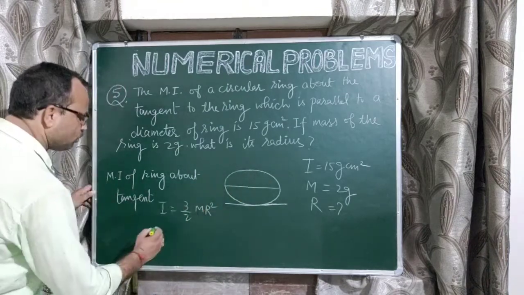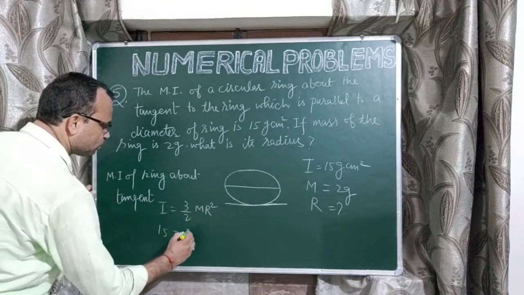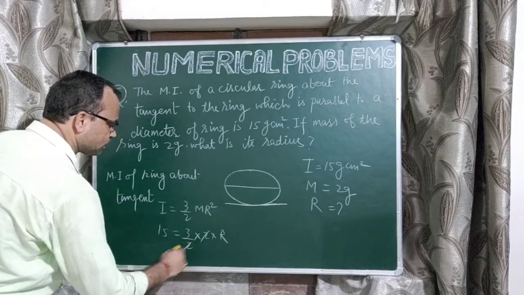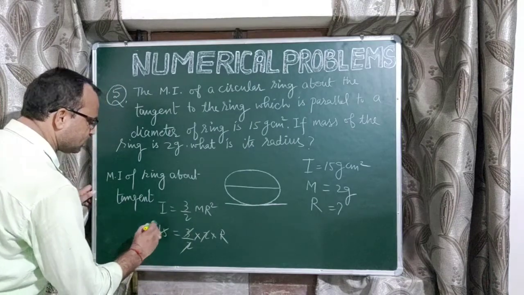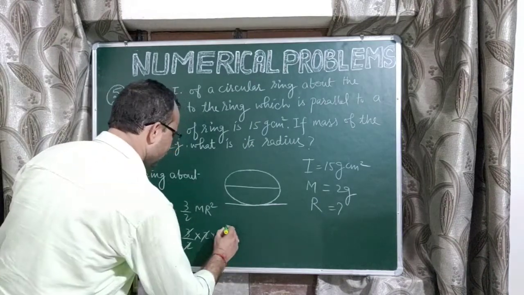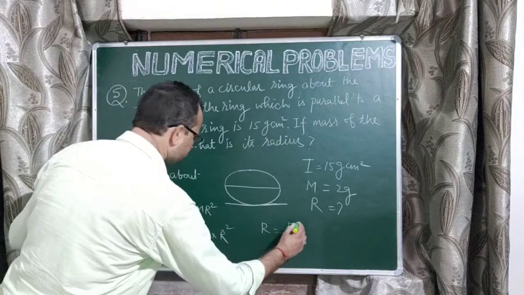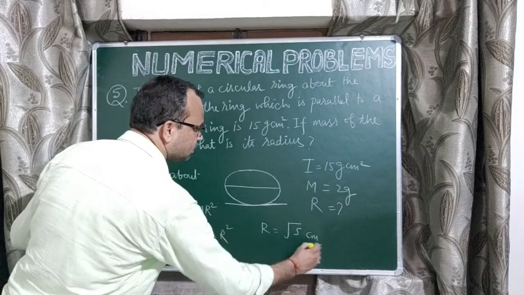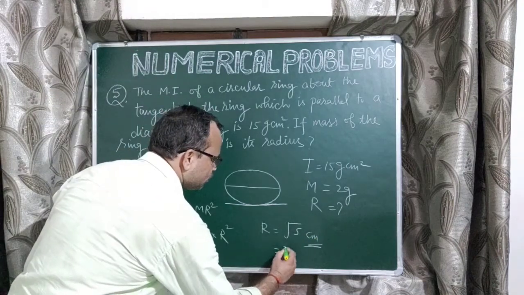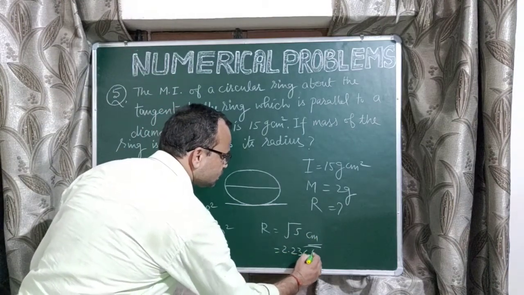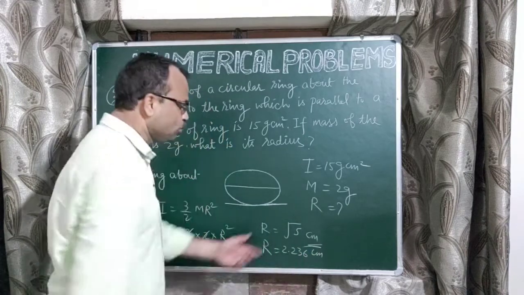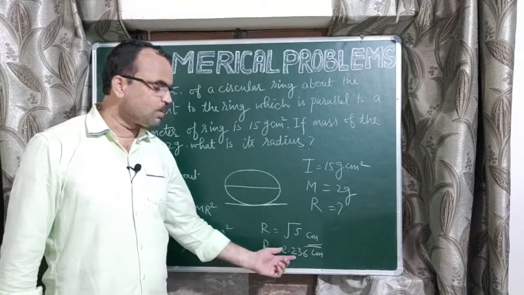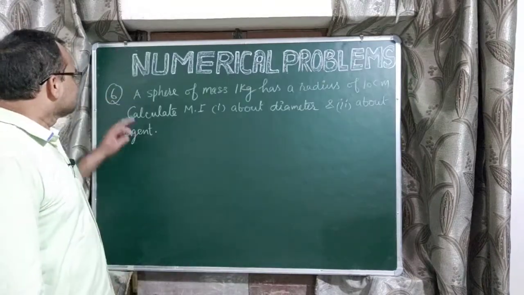Now put the value of I, meaning 15 equals 3 by 2, the value of m is 2, into r square. The 2 and 2 cancel, 3 fives are 15, and the value of r is root 5 centimeter. The value of root 5 is 2.236. It means the radius of the ring will be 2.236 centimeter. Now see question number 6.